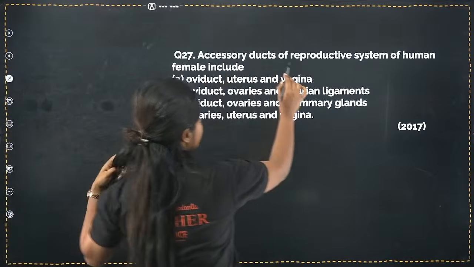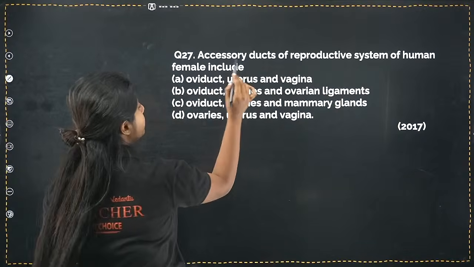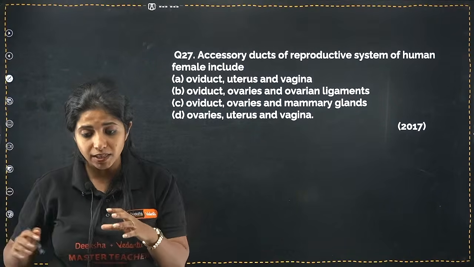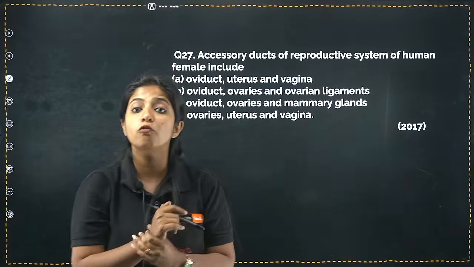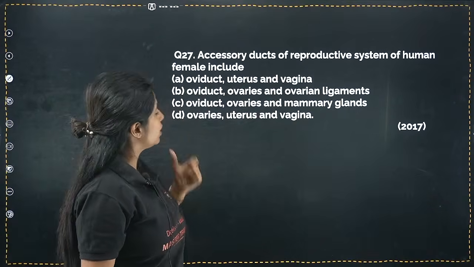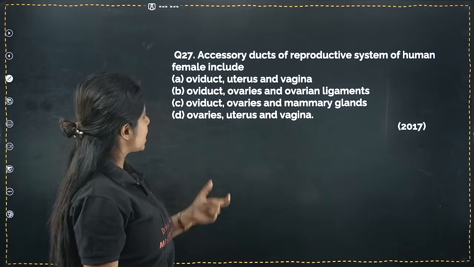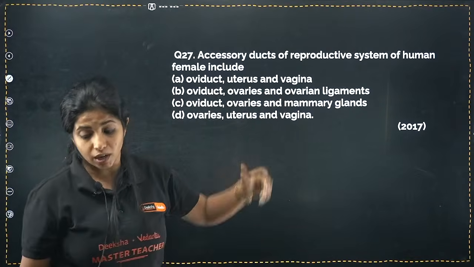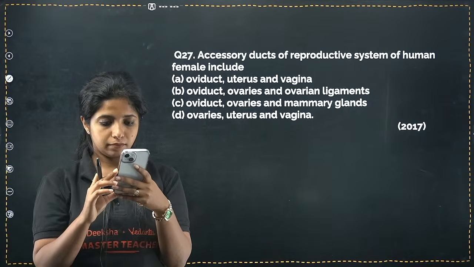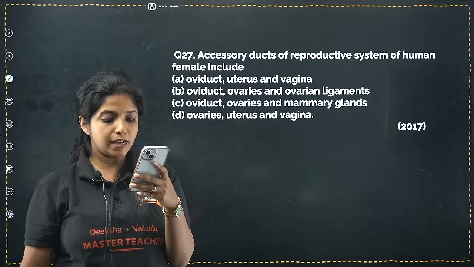27th question. Accessory ducts of the reproductive system of human female include. What are the ducts which are included in the reproductive system? Duct as in a medium of transport for the ovum to go. So oviduct, uterus and vagina; oviduct, ovaries and ovarian ligaments; oviduct, ovaries and mammary glands; ovaries, uterus and vagina. What do you think is the answer for this particular question?